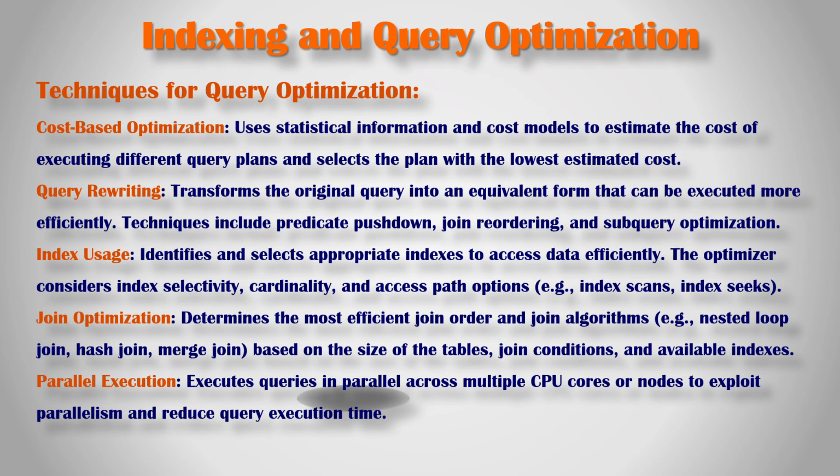Join optimization determines the most efficient join order and join algorithms. For example, nested loop join, hash join, merge join, based on the size of the tables, join conditions, and available indexes. Parallel execution executes queries in parallel across multiple CPU cores or nodes to exploit parallelism and reduce query execution time.